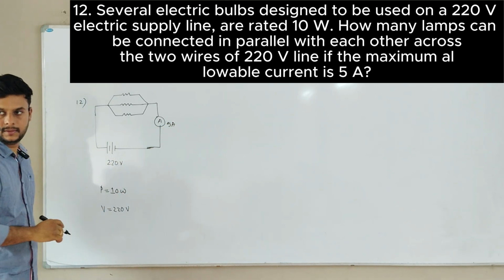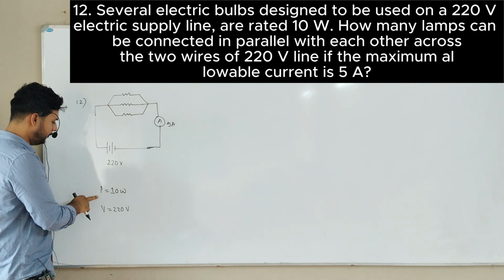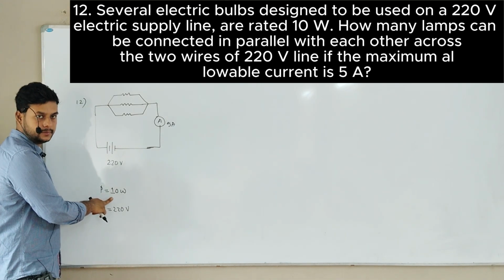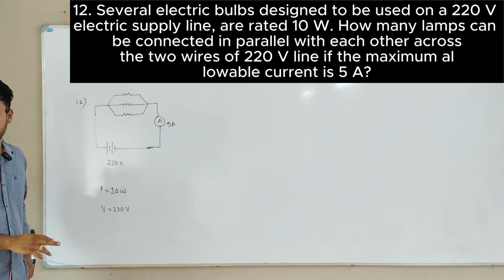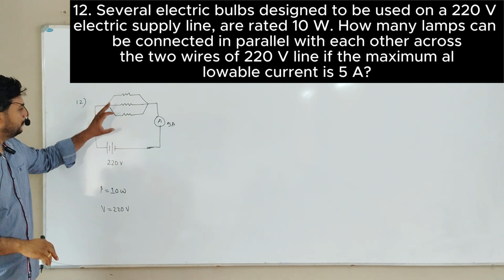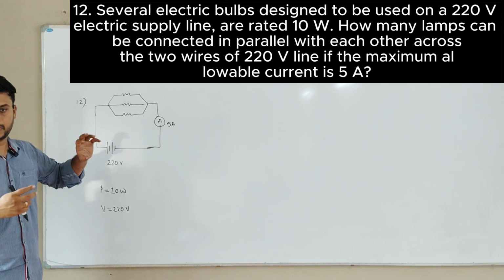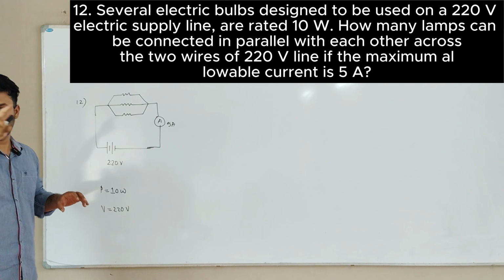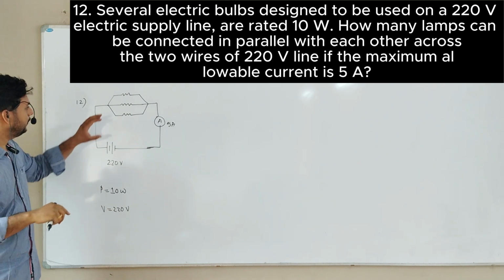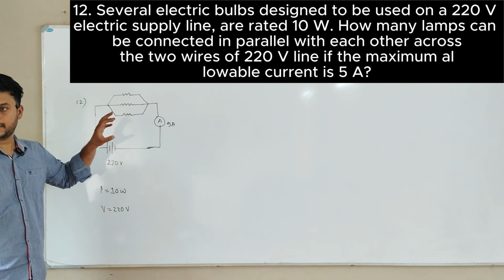See here, there is a bulb which consumes 10 watt of electricity. 10 watt is the power, and the voltage source is 220 volt. I should tell how many bulbs I can connect: one bulb, two bulbs, three bulbs. Now here how many are connected? Three bulbs like this. How many bulbs can be connected in parallel, they are saying.